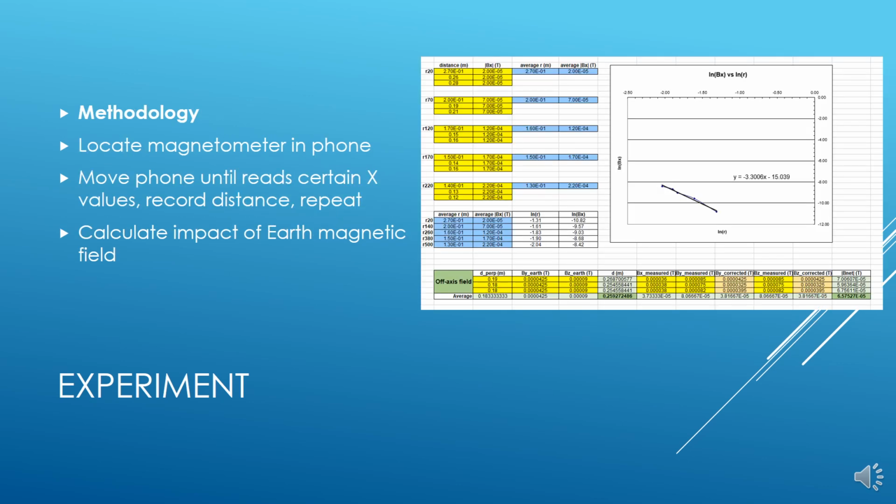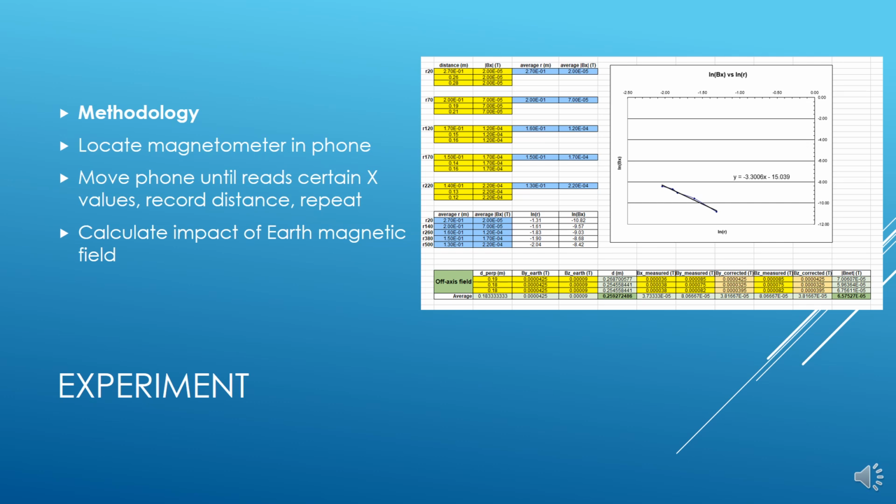The methodology used was that the magnetometer in the phone was located, and then the phone was moved until it reads a certain x value, and the distance is recorded, and then this process is repeated for R of 20, R of 70, R of 120, R of 170, and R of 220. All of this is marked down in an Excel spreadsheet and then plotted on the graph to the right.